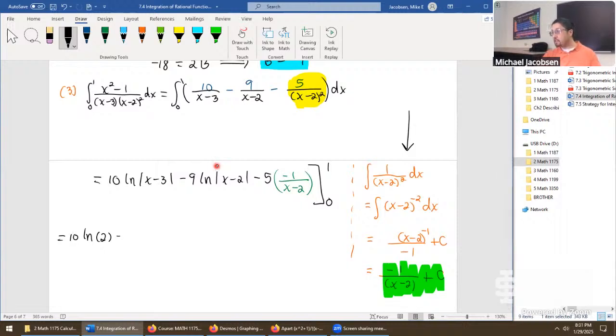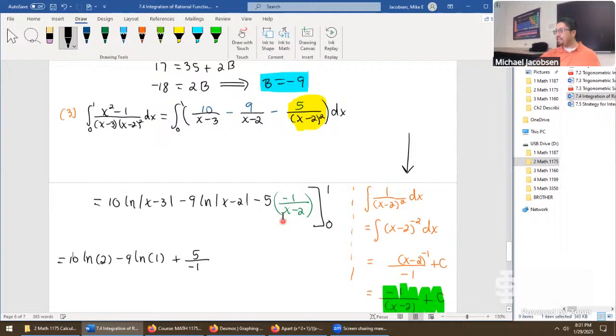Then it's -9. Natural log, absolute value of 1 minus 2 just becomes natural log 1 altogether, since that's a -1 there in absolute value. This is a +5 altogether from the double negatives, divide by 1. Oh, hang on, divide by -1. There's an extra negative sign that emerges there, 1 minus 2.